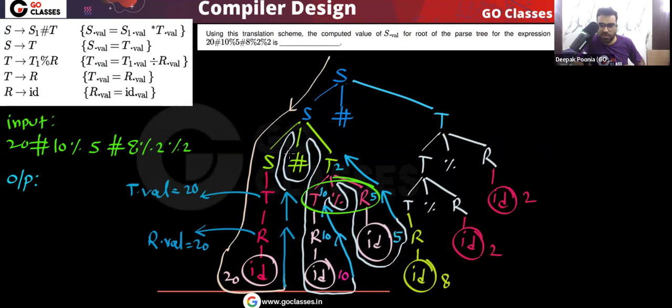Now again you keep going until you find the next reduction. Again you found the next reduction. Which reduction is this? You can see this s hash t, you are reducing to s. So immediately after this reduction, you will perform the corresponding semantic action. This s dot value, remember s is the head and s1 is this, will be s1 dot value into t dot value. Okay, yes or no?